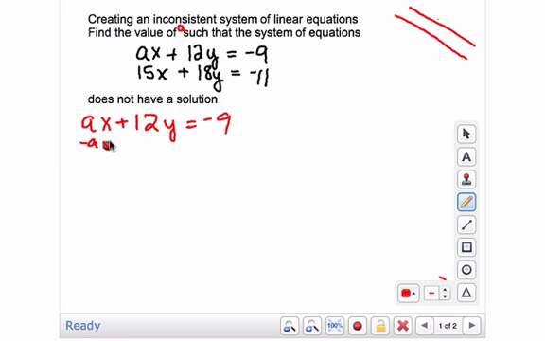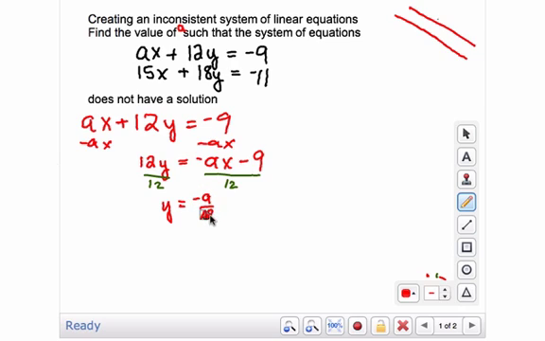Okay, so I would subtract ax from both sides, and so this gives you 12y equals, and usually you put the x term first, so I'll put negative ax minus 9, and then divide everything here by 12. And so this is going to give you y equals negative a over 12 times x minus 9 over 12. I'm not even going to bother simplifying the 9 over 12, because what you're really interested in here is the slope.